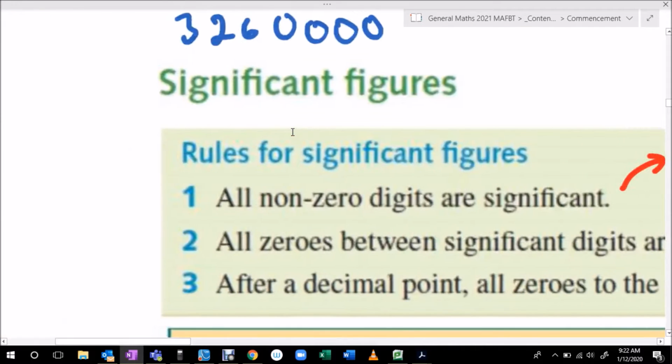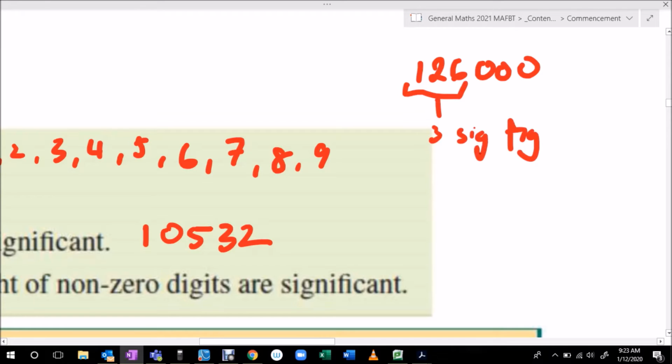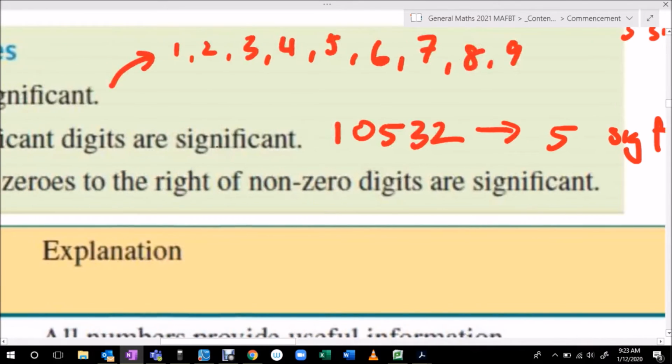Any 0 that is not in between is not significant. So let's say, for example, my number was 1, 2, 7, 6, followed by zeros. How many significant or important numbers are here? 3, because these zeros are not in between anything. They're at the end. So the significant numbers here are those, which is 3 sig fig. You'll see me writing sig fig instead of significant figures. So there's 3 sig figs there. Here you've got 5 sig figs, because there's 5 significant numbers.